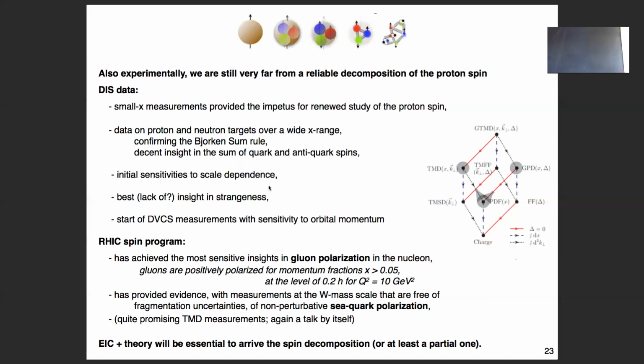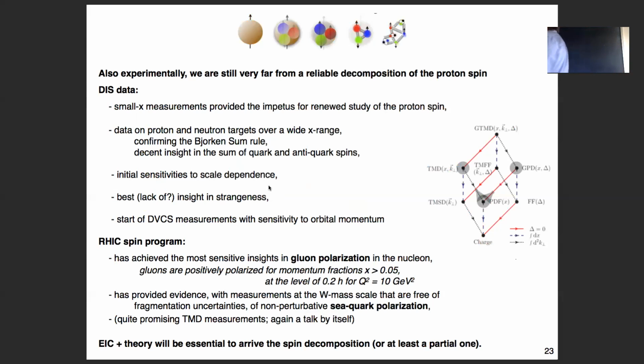There is decent insight in the sum of quark and anti-quark spins by the same token, with the same caveats. So there's initial sensitivity to scale dependence, undeniably so. It gives the best insight at the moment in strangeness, even though that insight I think is quite poor, objectively speaking, at the moment. And of course we've seen what I think is a very promising start of DVCS measurements and friends, right? It's not only Compton scattering, of course.